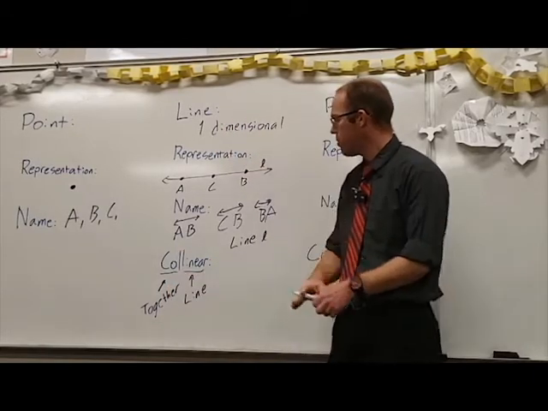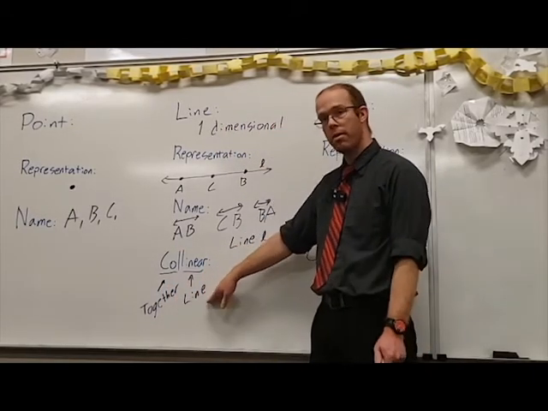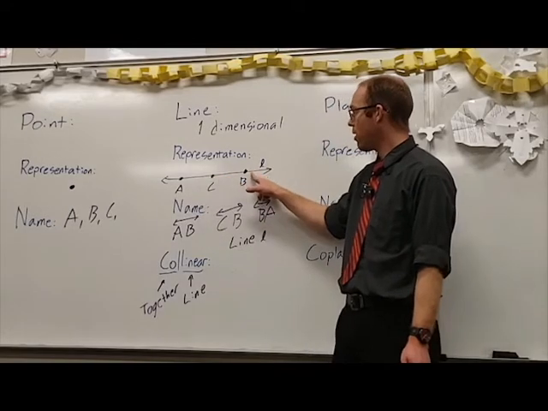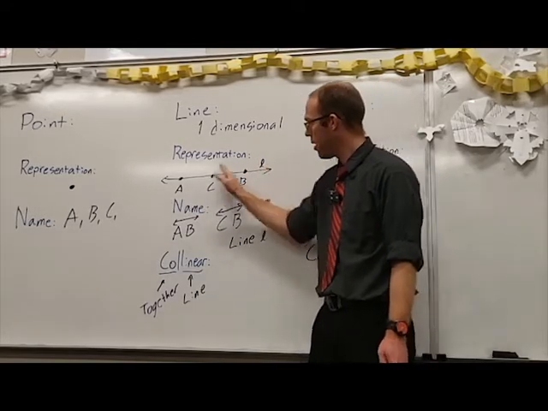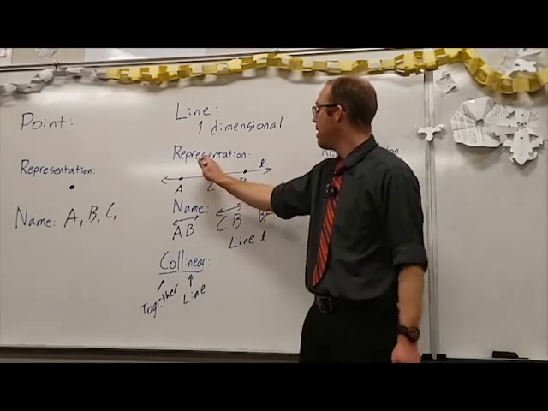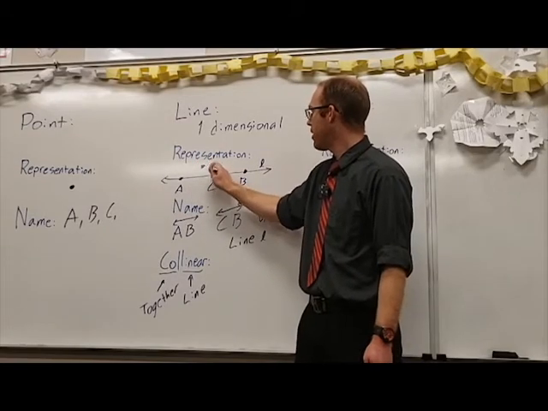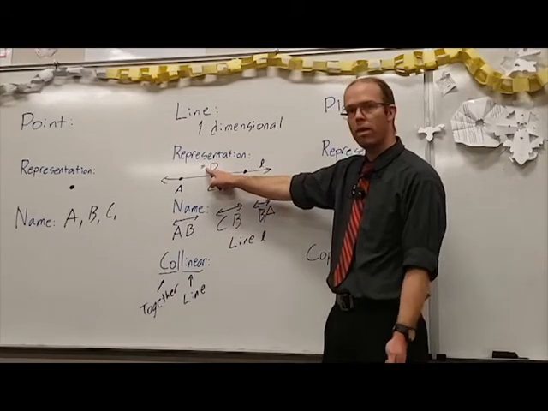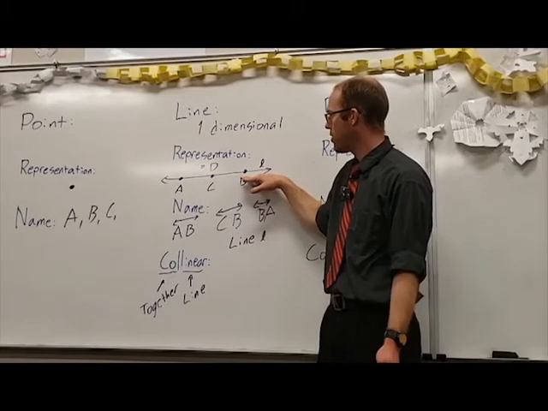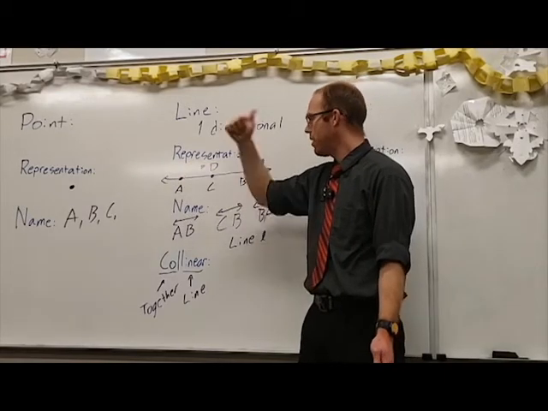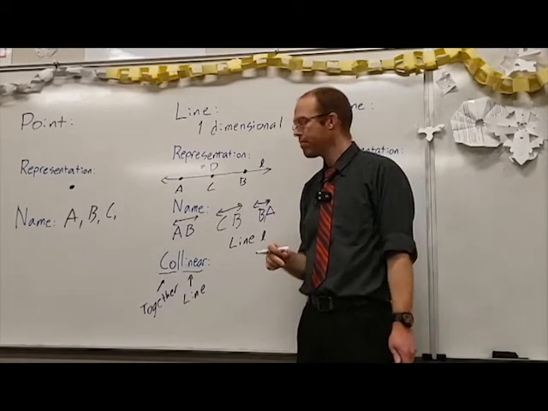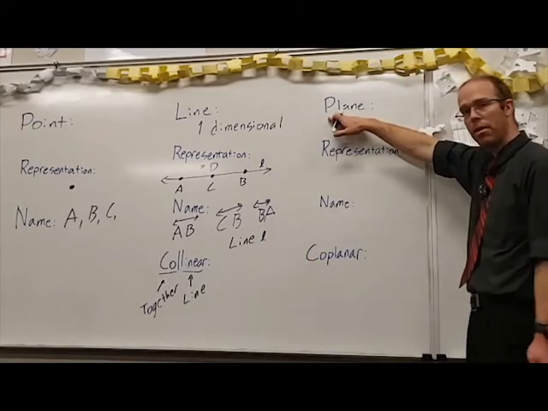So collinear means together on the same line. These 3 points are called collinear because they are all on the same line. If I gave another point right here, let's say D, this is not collinear with those 3 points because these 3 are on a line that D is not on. Next, we're going to talk about a plane.